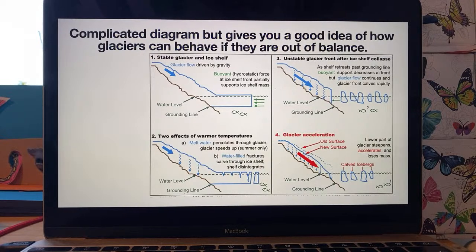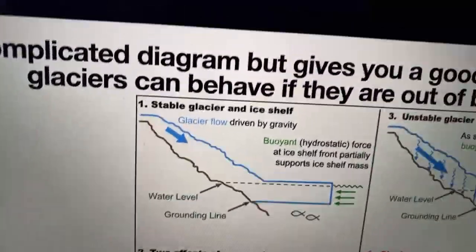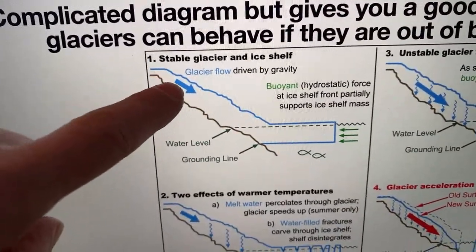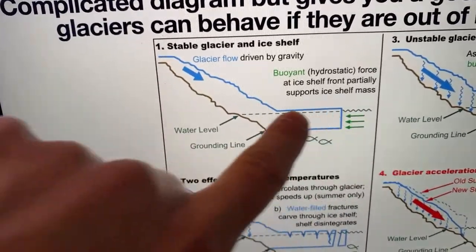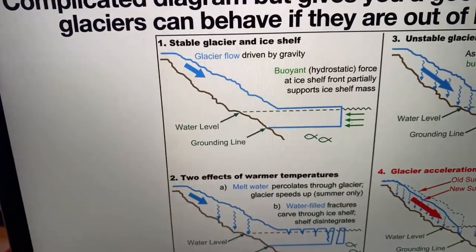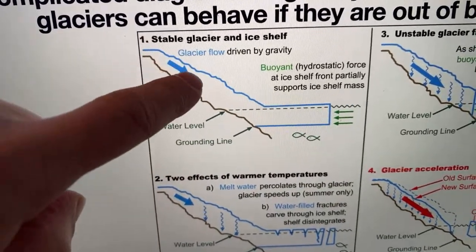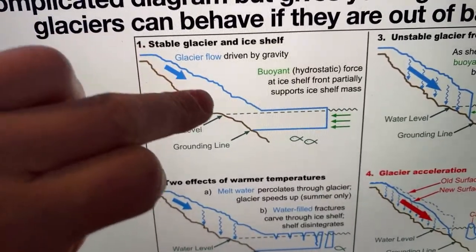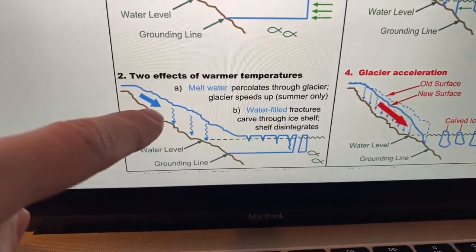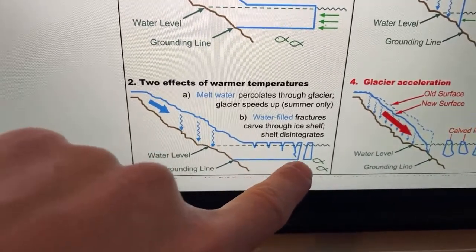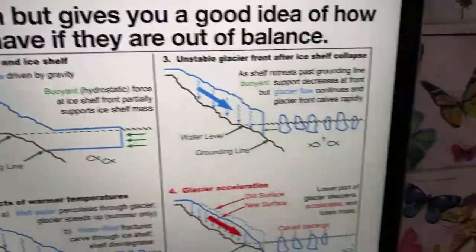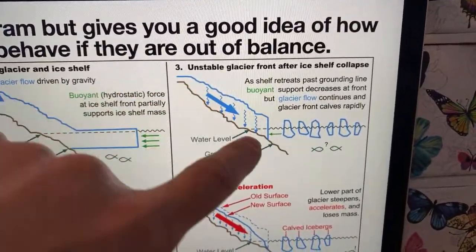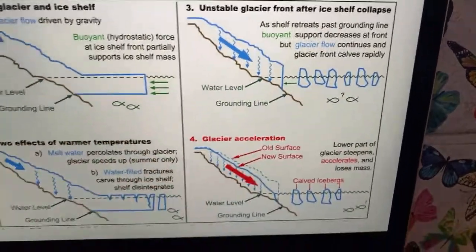This is an overcomplicated diagram, but I thought it was nice. It's royalty free, just to give you an idea of how this behaves. So you've got a glacier here, and then some little fish showing you that it's the ocean, and then this big rectangular ice shelf sticking out over the ocean. It says glacier flow driven by gravity. So gravity pulls all the ice down, and then you can see, especially if the water is warm, you get these cracks appearing in the ice shelf, and that's how icebergs carve off. And then finally our glacier is becoming quite unstable, and we've got lots of icebergs floating in the ocean.